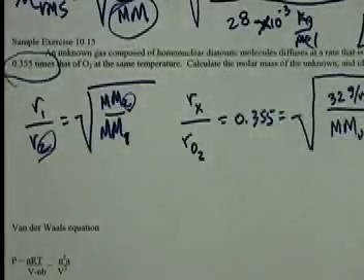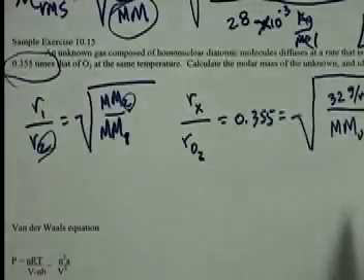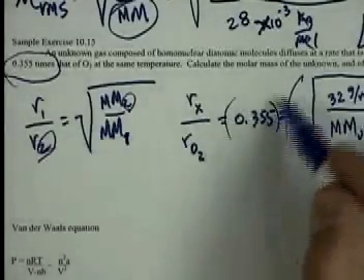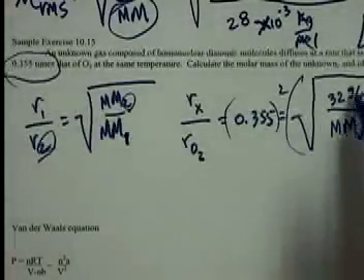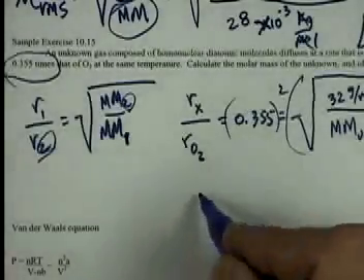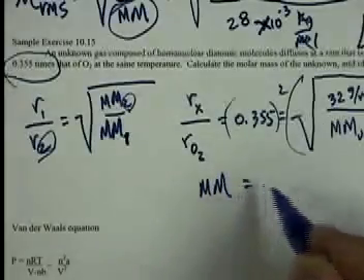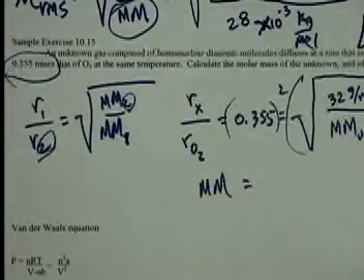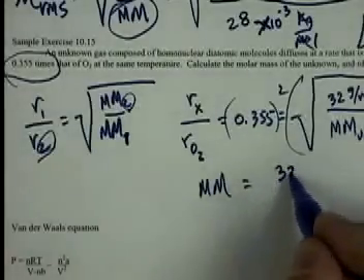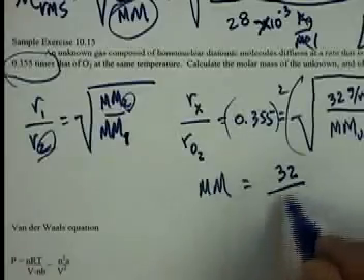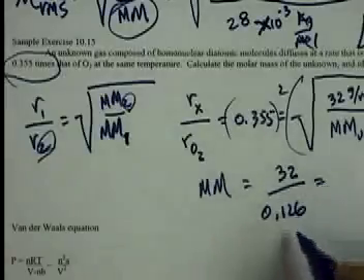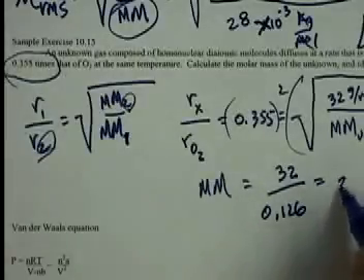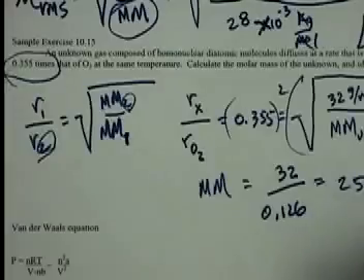Solving for molecular mass down here, squaring both sides, and then solving for molecular mass right here, we end up with molecular mass is equal to, I'm not sure that I have an intermediate here, but 32 grams per mole divided by 0.126. Yes, I do have that squared. 32 divided by 0.126 is 254 grams per mole.